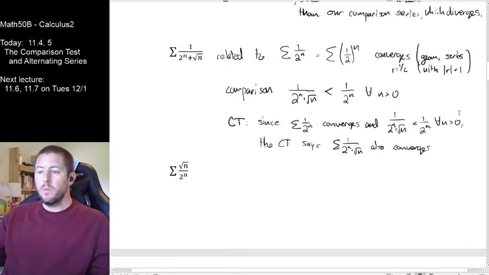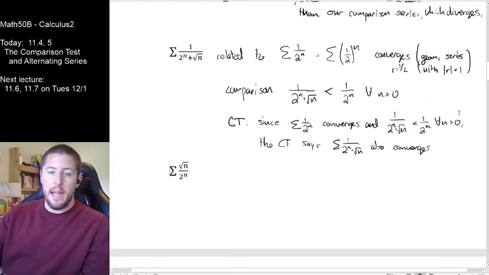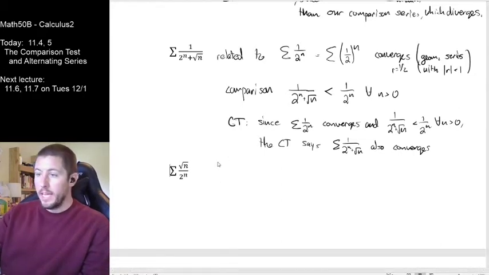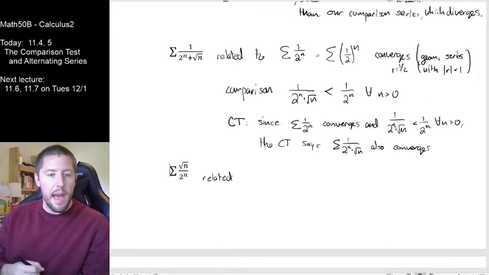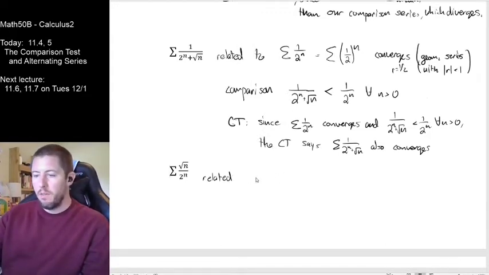Let's take a look at our last one here. We've got the sum of root n over 2 to the n. Again, immediately I see that 2 to the n on the bottom, and I'm like, hell yeah, I know stuff about the sum of 1 over 2 to the n. I'll just say convergent geometric.